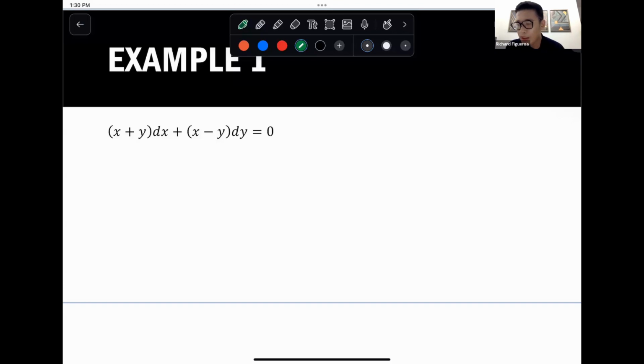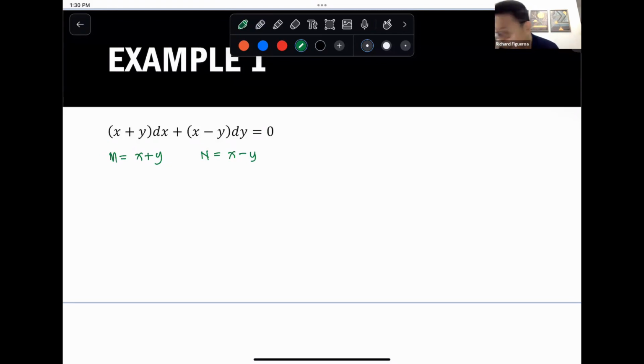We are given x plus y dx plus x minus y dy equals 0. The function that is multiplied with dx, we designate as m, which is x plus y. And the other function multiplied with dy, that's always the case, n will be equal to x minus y.